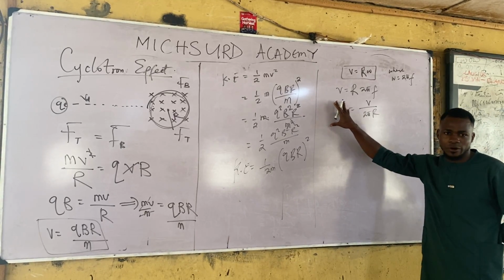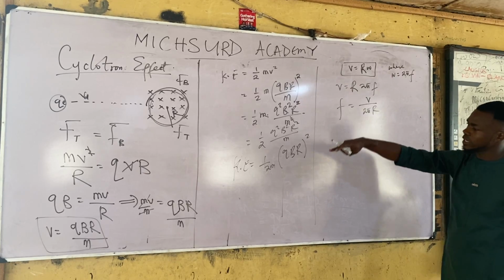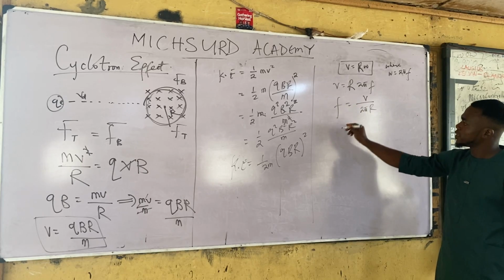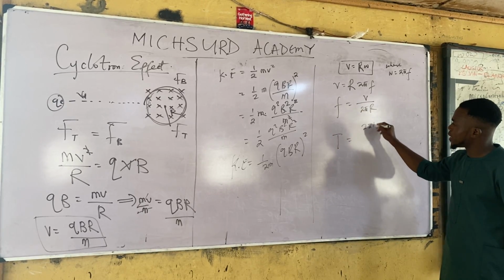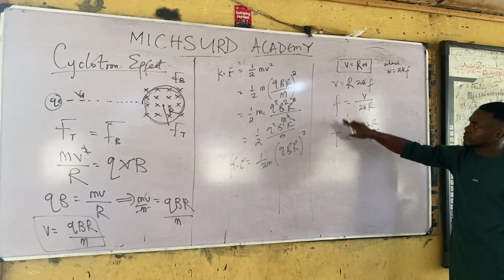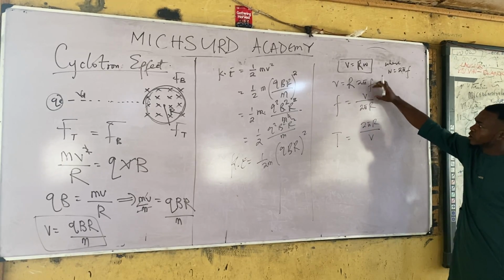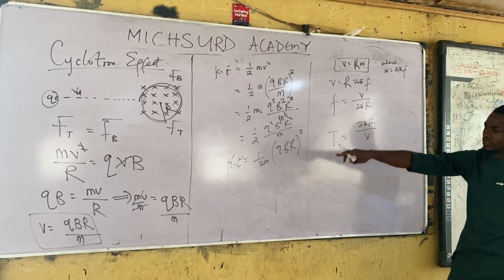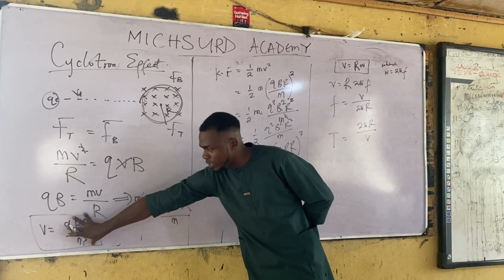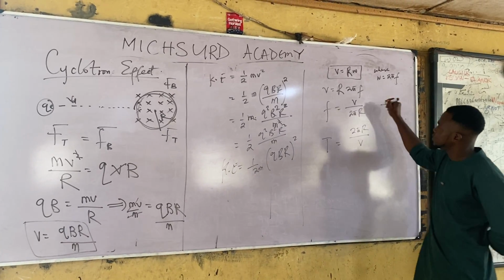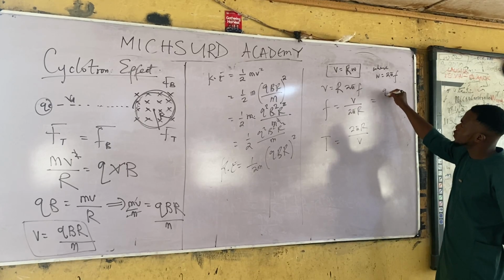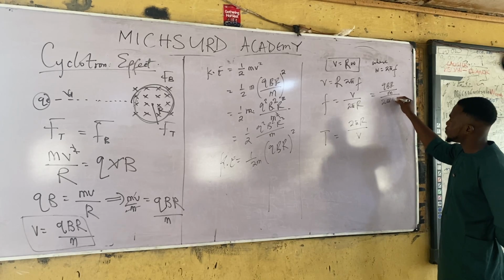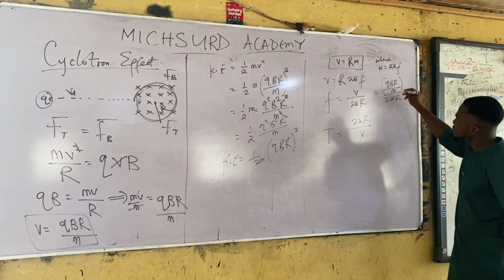So I can calculate the frequency. The period has already been gotten. You can substitute as well to get the period from here. The period will be 2 pi r all over v, that is when you take the reciprocal. This one will come up, this one will come down. So you have the period as this. Your v is already from here. You calculate your v here, make your substitution. If you do that, that will give you qBr all over m divided by 2 pi r.